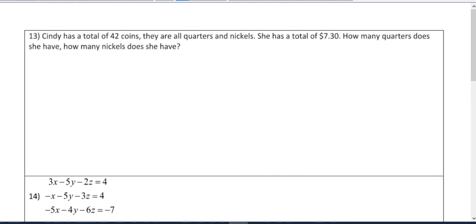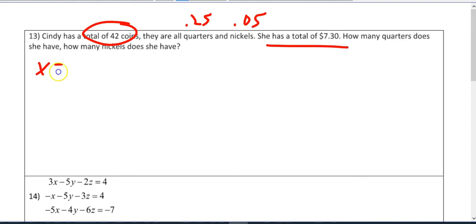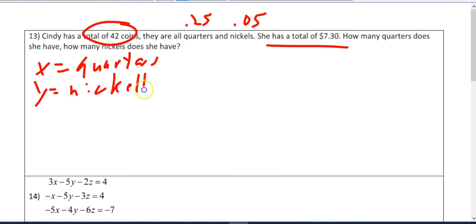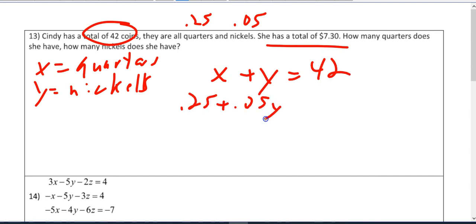All right, number 13. Cindy has a total of 42 coins. It's a total number. Quarters, remember that's 25 cents, and nickels, very important, 0.05. This is the total amount of money. So I'm going to say X is quarters and Y is nickels. We don't know how much of each coin, so that's number plus number equals number. Value plus value equals value.